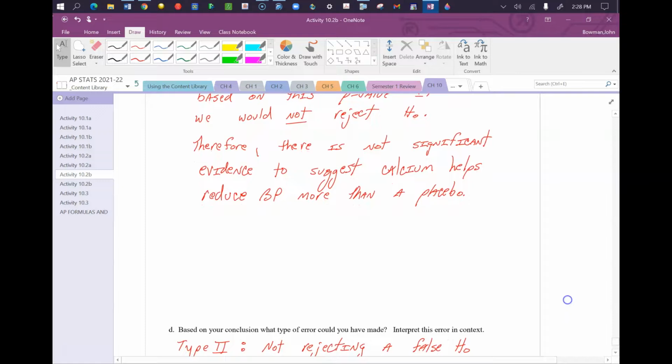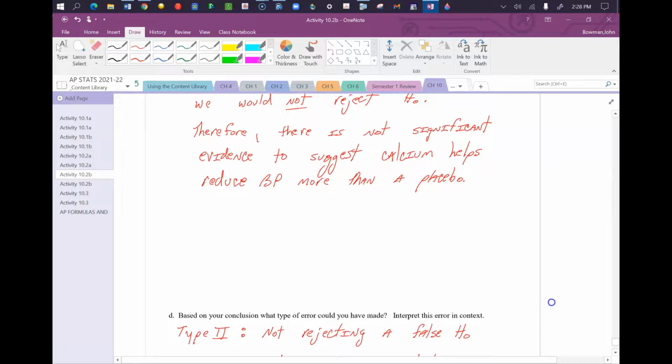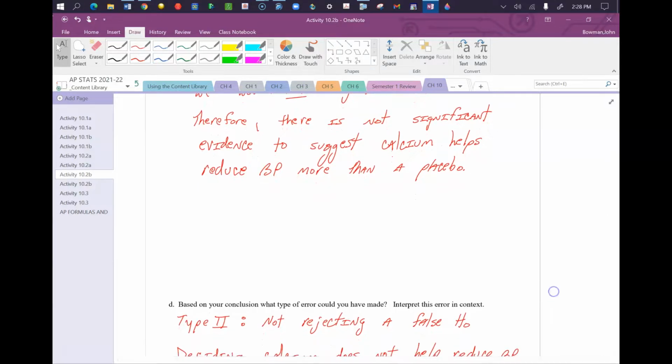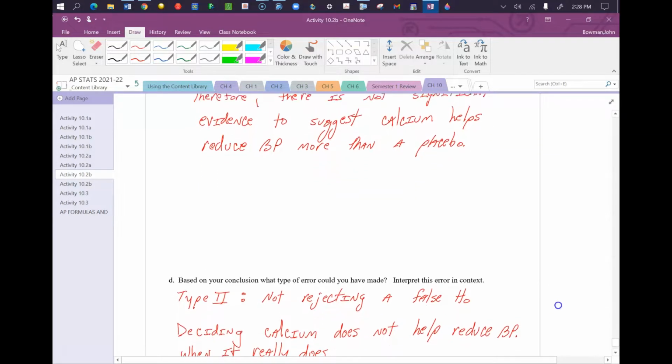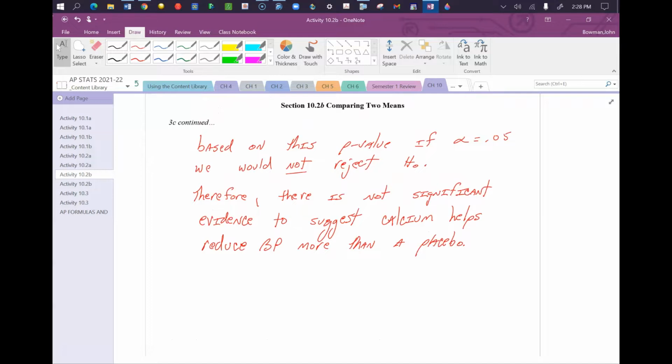Therefore, we have not found significant evidence to suggest that calcium helps reduce blood pressure more than a placebo. However, if you had used an alpha of 0.10, then you would make the opposite conclusion. And that is it for hypothesis testing for the difference of two independent means. In the last section, we will talk about what if the means are not independent of each other, so for example in a matched pairs experiment.